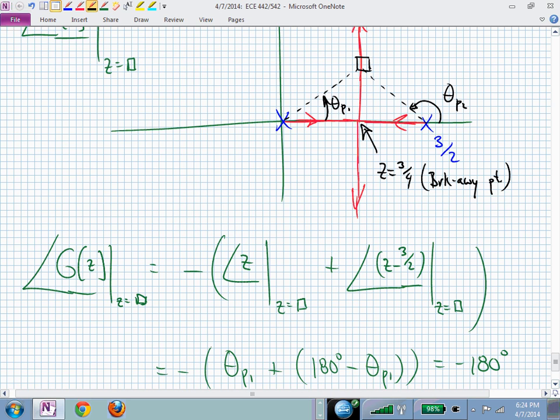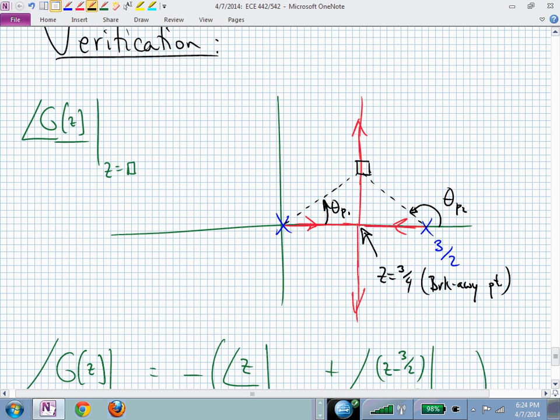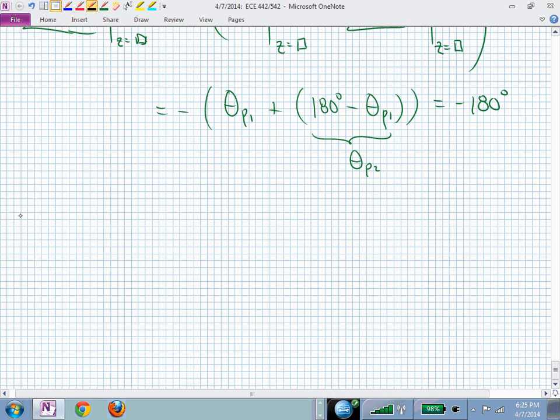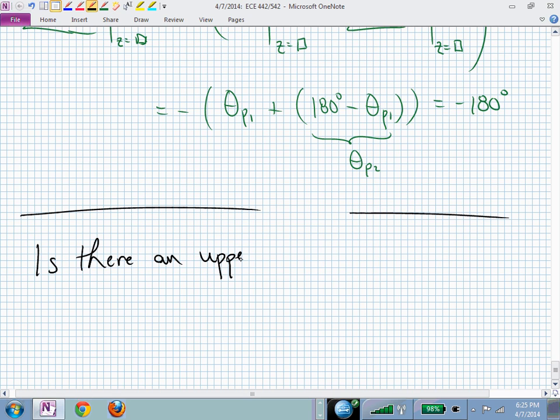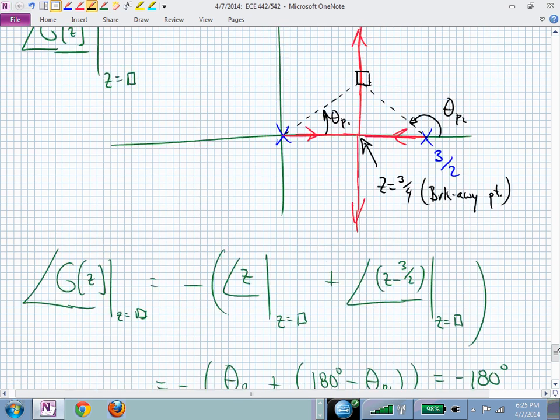Now, remember that picture, and now this is the question. Is there an upper limit on K for stability? All right, you will have to reach into your pocket and get that coin, maybe. This is a yes or no answer.